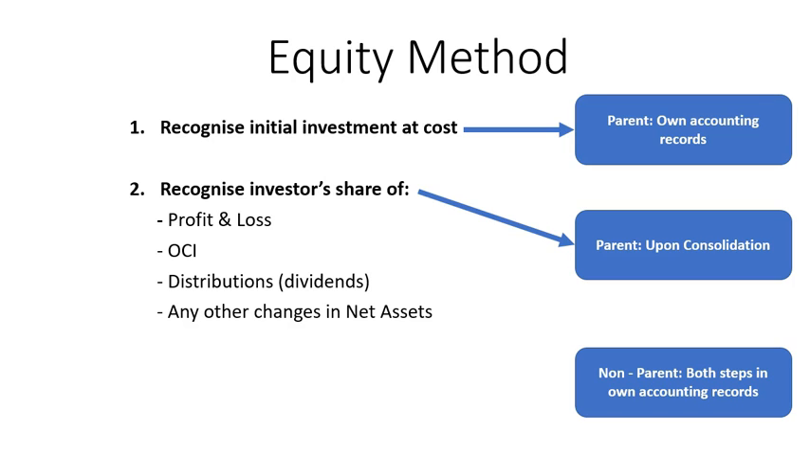In terms of these two steps, they differ slightly if the investor is a parent or if they're not a parent. If they're a parent, step one is done in their own accounting records, their own books, so they create a permanent record. But step two is done upon consolidation, in the consolidation worksheet, and so they're temporary entries. If the investor is a non-parent, both steps are done in their own accounting records.